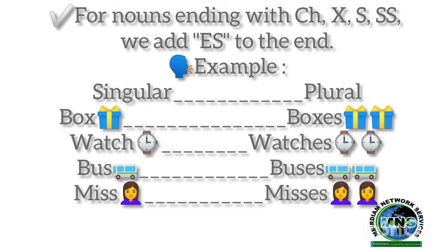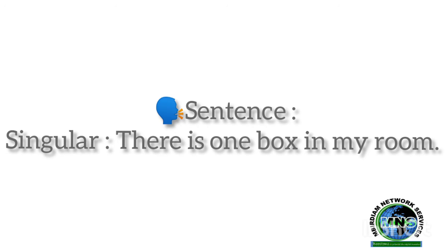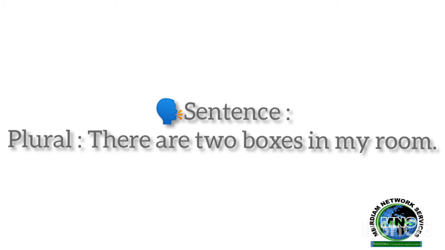For nouns ending with ch, x, s, and ss, we add es to the end. Example, singular, box; plural, boxes. Watch, watches. Bus, buses. Miss, misses. There is one box in my room. There are two boxes in my room.